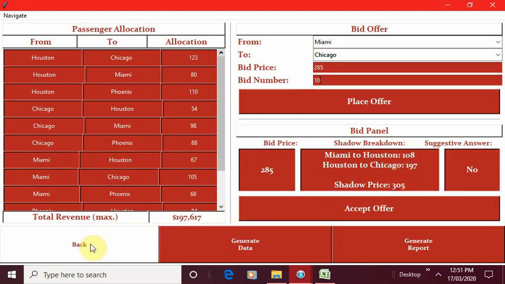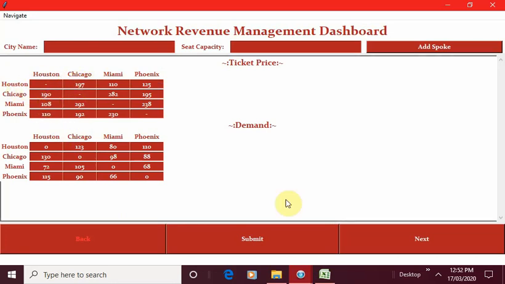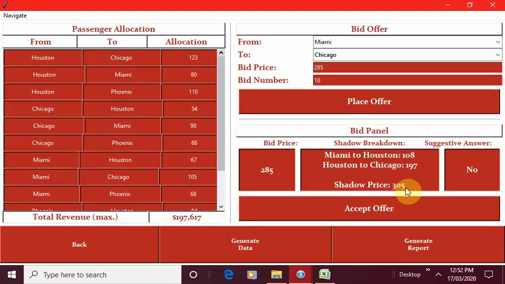Let's go back and check it out. Miami to Houston is 108, and Houston to Chicago is 197. So the shadow price is 305, and the bid price is 285. The suggested answer is no.